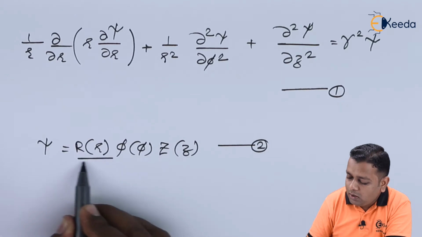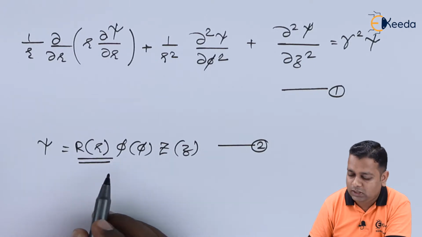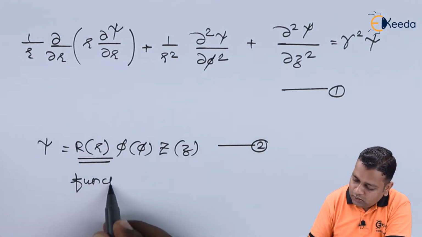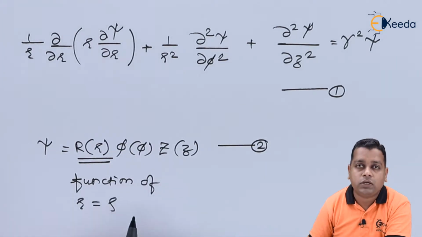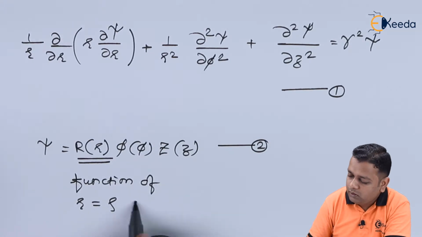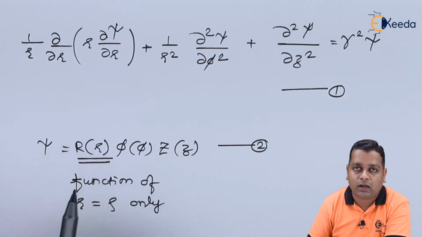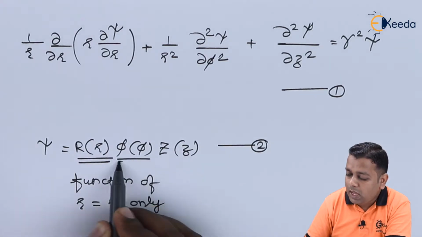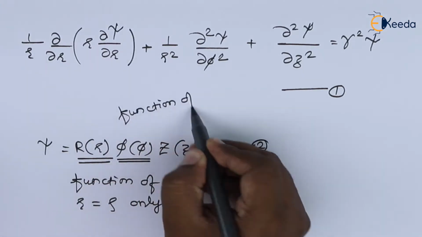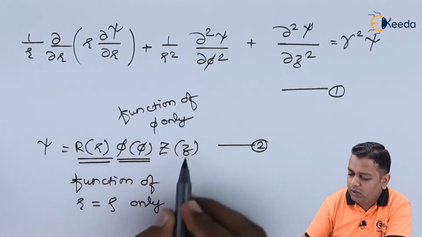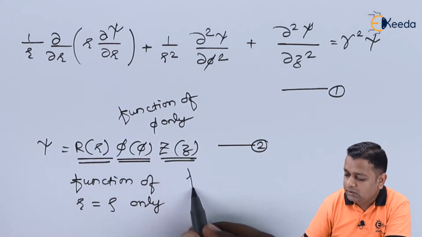Here we have capital R as a function of small r. It is a function of the r coordinate only. So I mentioned here it is a function of small r or rho that we have represented in the previous schematic diagram. So only these parameters will be the dependency of capital R. Now capital Phi as a function of small phi is a function of small phi only, whereas the third term that we have represented, capital Z of small z, is a function of small z only here.